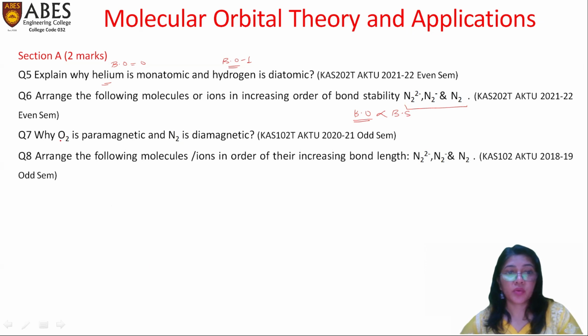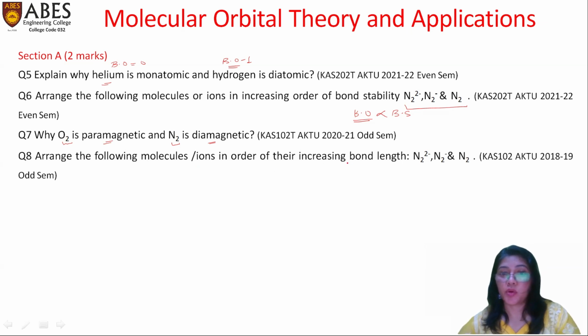Now question number 7 says: why is O2 paramagnetic and N2 diamagnetic? This can be explained by writing the configuration of O2 and N2, and then we'll find out whether the highest occupied molecular orbital is fully paired up or has unpaired electrons. If it has unpaired electrons, then it will be a paramagnetic molecule, and if it is fully paired up, then it will be a diamagnetic molecule. This has also been discussed in lecture 5, unit 1 of the ABES CETL videos. You can go through that video.